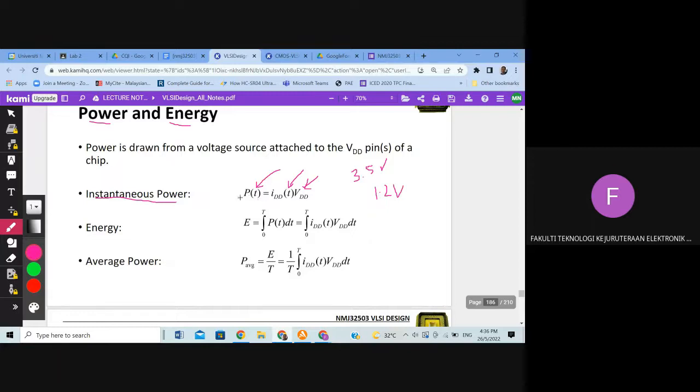Right? So remember the equation P equals IV. That's the formula. P equals I at time t multiplied with VDD. So we get the P at time t.